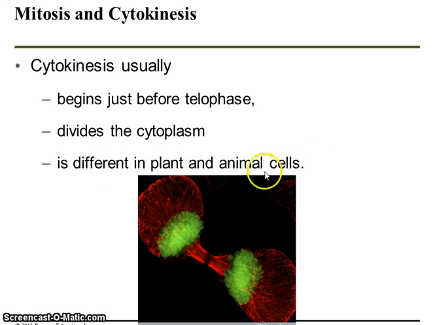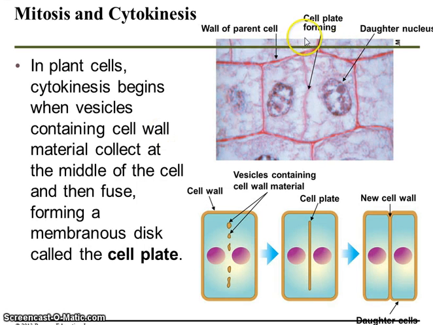It is going to be different in plant and animal cells. We're going to look a little bit different. What we've been looking at here is animal cells. I think it's actually easier to see the parts in plant cells because they've got that nice cell wall. So here you can see they take little membrane-bound sacs of cell wall and they line it up on the middle. That's called the cell plate. And after that's fully formed, you'll get the new cell wall.